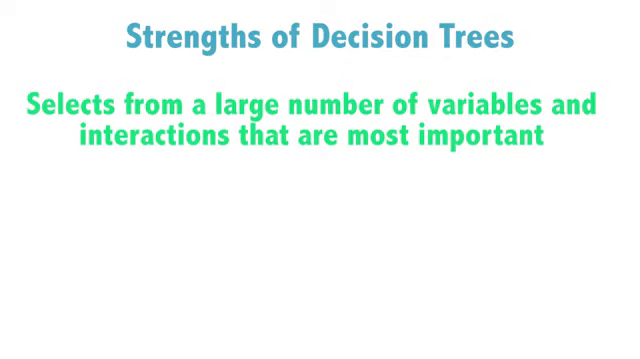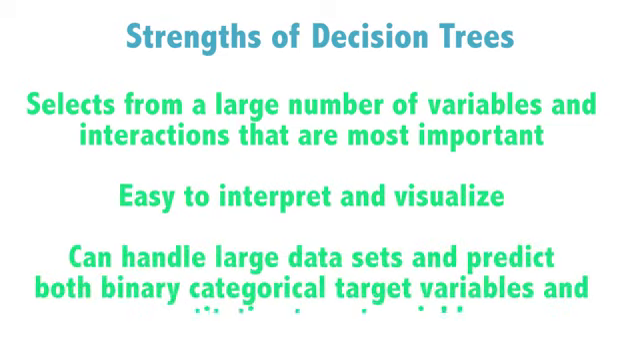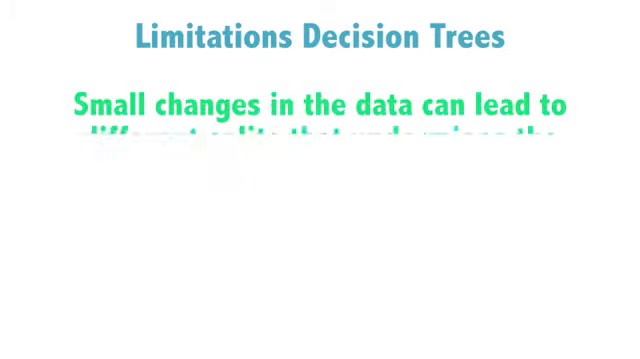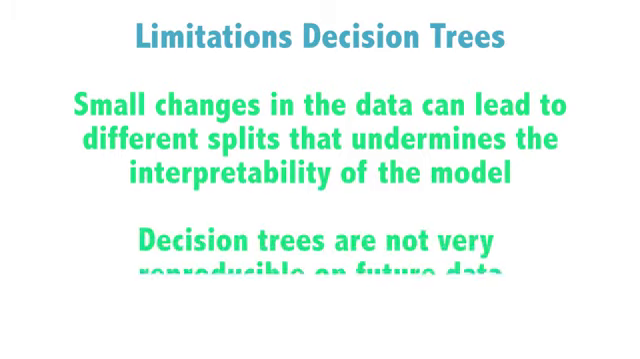As we have seen, an advantage of decision trees is that they are easy to interpret and visualize, especially when the tree is small. Tree-based methods also handle large data sets well and can predict both binary categorical target variables, as shown in our example, and also quantitative target variables. However, as we've shown, small changes in the data can lead to different splits, and this can undermine the interpretability of the model. Also, decision trees are not very reproducible on future data, a detail that we'll return to in our next topic, random forests.